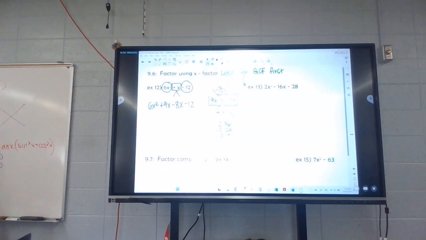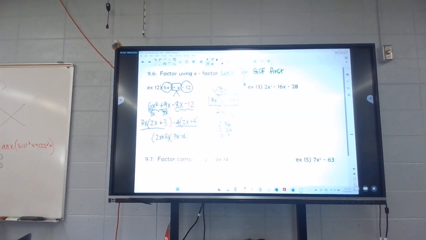Now we're ready to do grouping. So we're going to group this into 2 parts. Out of 6x to the second and 9x, I'm going to take out a 3x. And I tell you, the more practice you'll do, you'll get better at this. Out of the next one, I want them to match. So I know a negative 8 has to become a 2. So I'm going to divide it by a negative 4. So I take out that 2x plus 3, and I'm left with 3x minus 4.